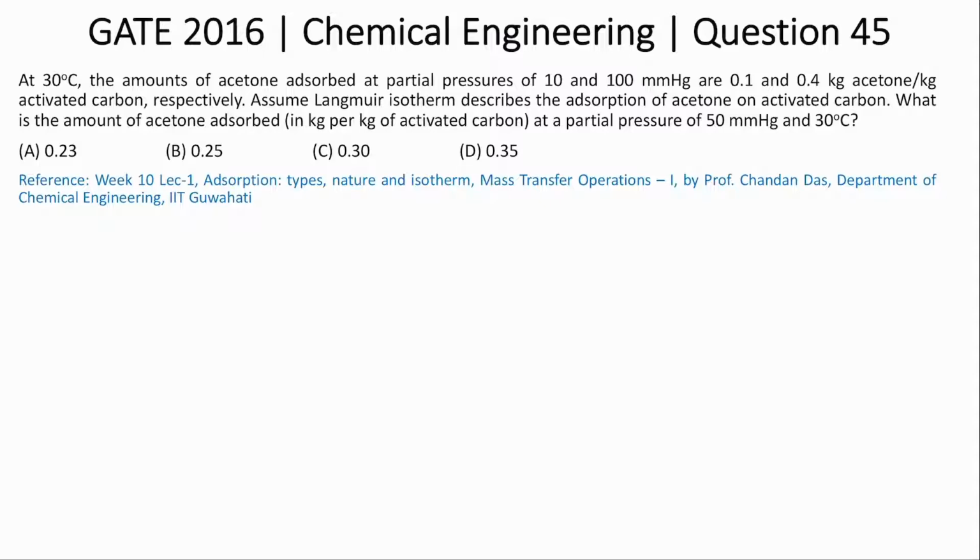What is the amount of acetone adsorbed in kilogram per kilogram of activated carbon at a partial pressure of 50 mmHg and 30 degrees Celsius? There are four different options given to us. Option A 0.23, option B 0.25, option C 0.30, option D 0.35.